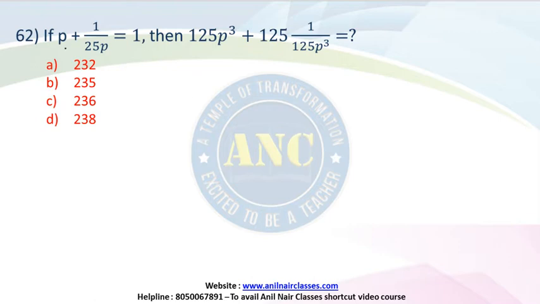Question number 62. p plus 1 by 25p equals 1. 125p cube plus 125 1 by 125p cube is equal to question mark. Sir, what is this, sir? This looks like a mixed fraction, right, sir? Yes, it is a mixed fraction.